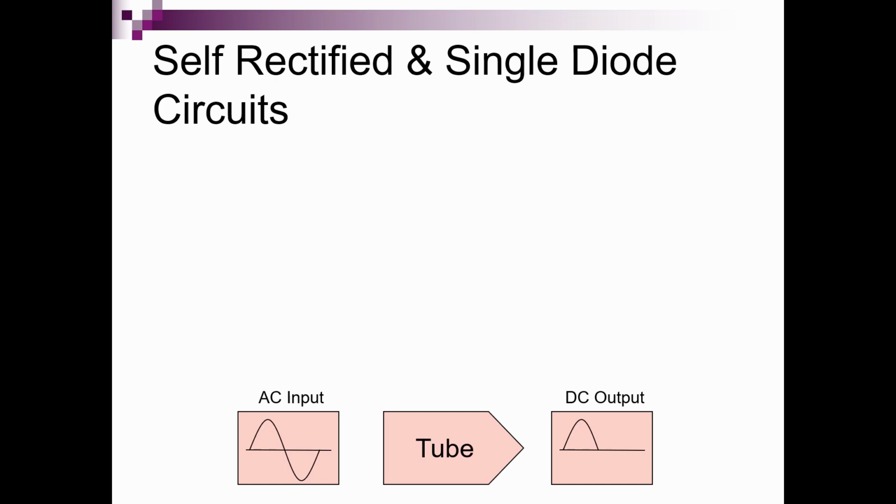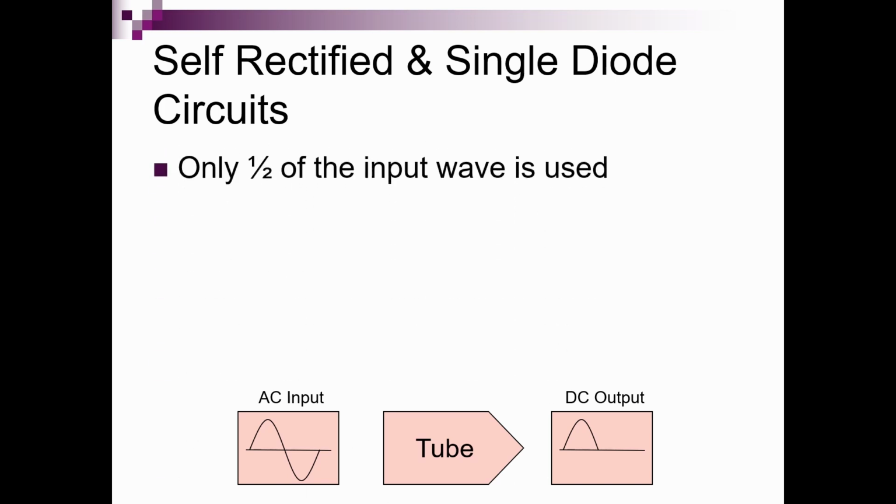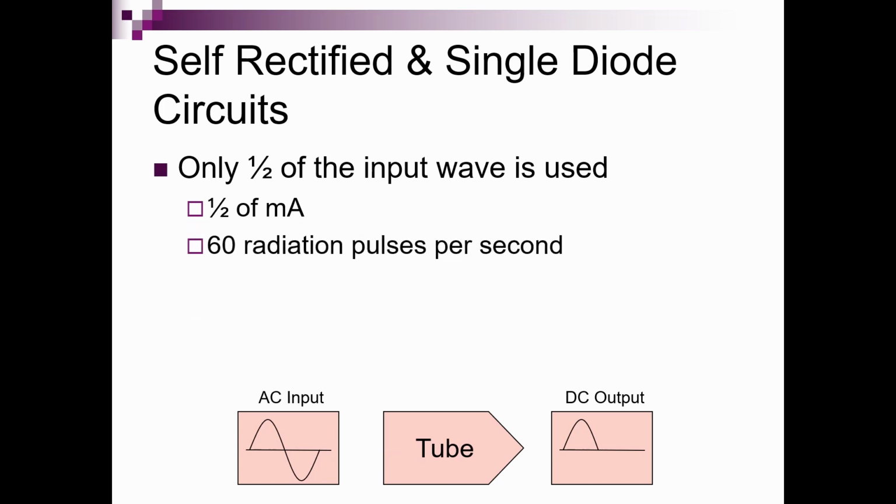So the limitations of a self-rectified diode or single diode system are: for every 2 pulses of power, only 1 pulse produces X-rays. The tube produces half the amount of radiation at any given mA station. The tube will emit 60 pulses of radiation per second. This is not a particular disadvantage in old equipment because short, less than a second exposure times were not practical in this era of radiology.